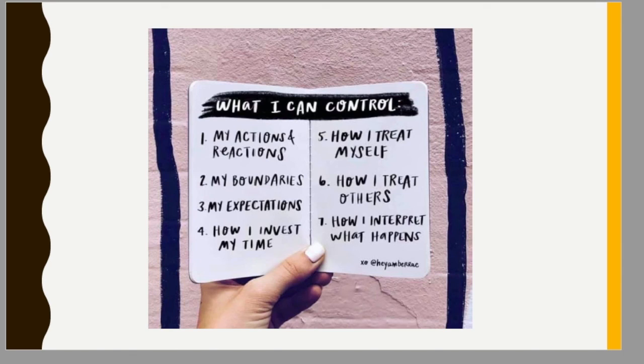So you can control your actions and reactions. You can control your boundaries. You can control your expectations. You can control how much time you invest in something. You can control how you treat yourself and how you treat others and how you interpret what happens. So take hold of those cognitive distortions. Don't let the ants get you.